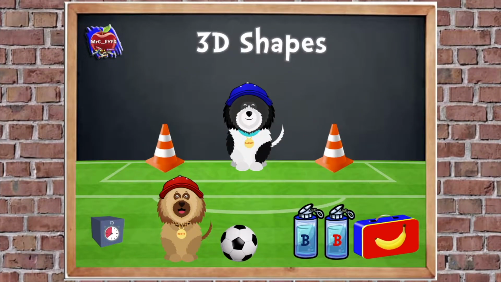Right, so here we go with 3D shapes. Betty and Barney have been playing football in the park and they've brought some things with them. What sort of things can you see? Yeah, there's cones, there's a football, there's water bottles, there's a lunchbox, and there's a stopwatch. There's loads of things there. What can you tell me about the shapes of the objects? What can you see?